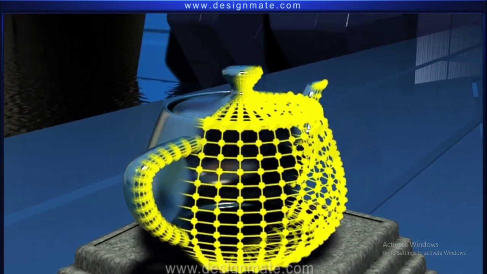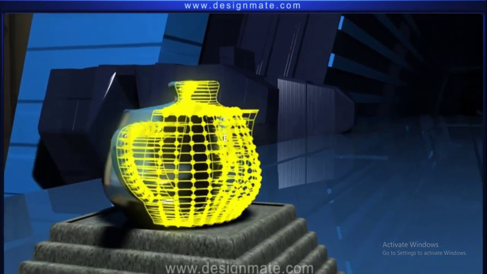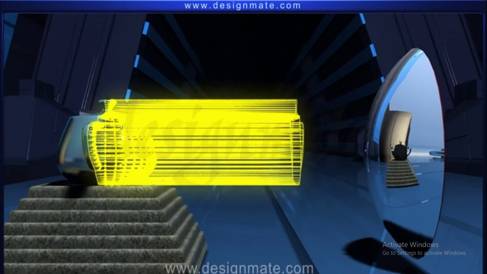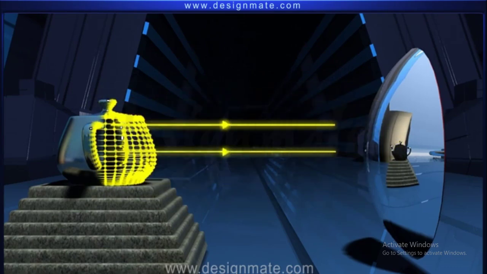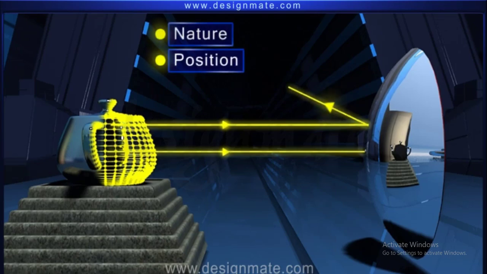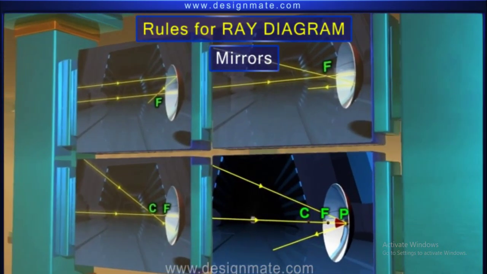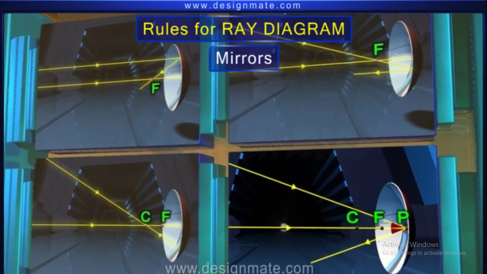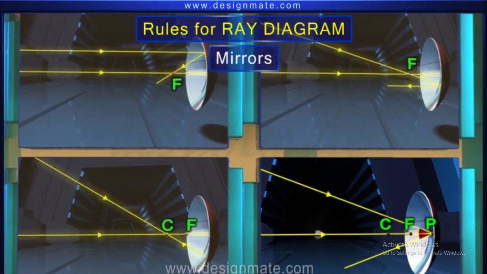Every small point on the object acts as a point source of light, emitting an infinite number of light rays. Out of these, if we consider only 2 rays in the direction of the mirror, we can construct a ray diagram, which would help us to understand the nature, position, and relative size of the image. There are certain basic rules which have to be considered while constructing a ray diagram. Let us have a look at these rules.